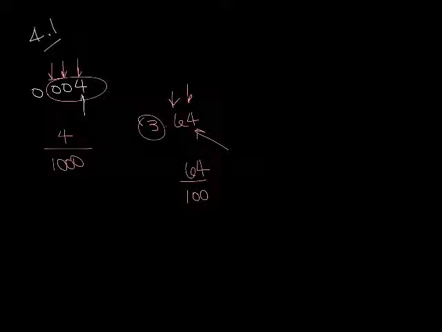Now when I have something like 3.64, I look and see what place value the 4 is in. And again, tens, hundreds, so it's in the hundredths place value, so I put 100 under there, put a 64 there, and the number to the left of the decimal, I just write next to the fraction.